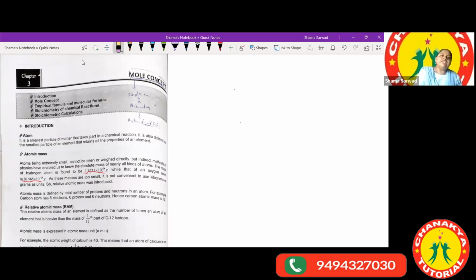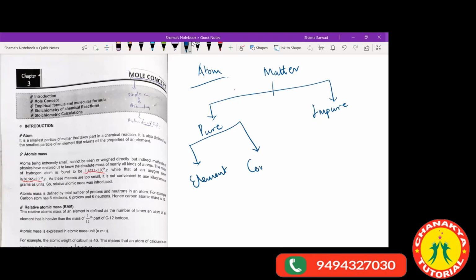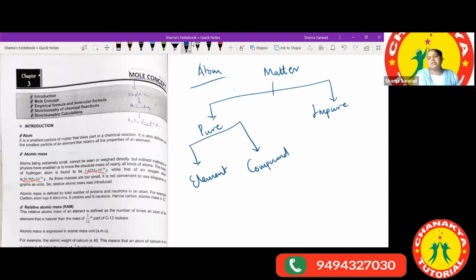Fine. Now what are we going to see? We are going to see about the atom. What is the atom? You know that matter can be classified as pure and impure matter, correct? Pure matter is further classified into two parts, that would be element and compound, correct? And the impure matter is nothing but the mixture.